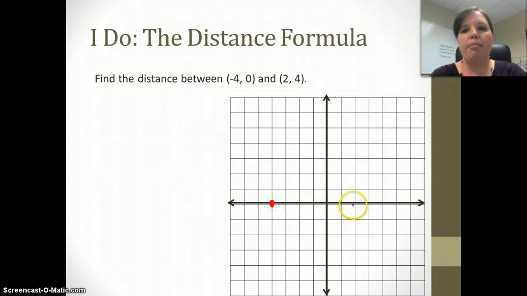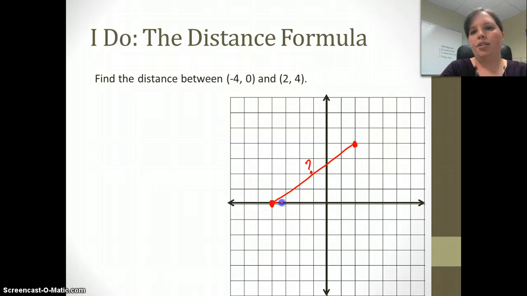But I'm going to go ahead and plot my points, -4, 0, and 2, 4. And I'm trying to find the length of this segment. How long is this segment? So what I need to do is create, using my rise and run, a right triangle here. How tall is this right triangle? Well, the rise is 4. The base of the triangle here is 6.